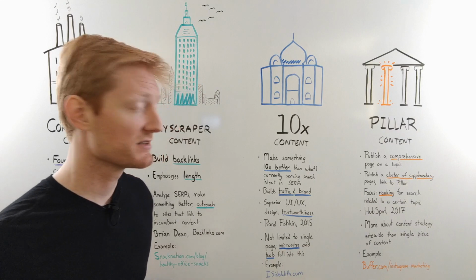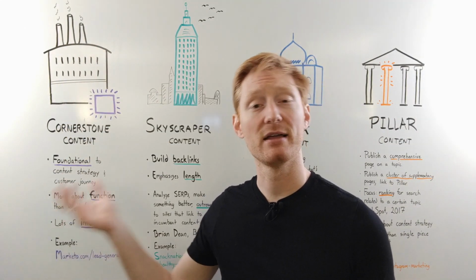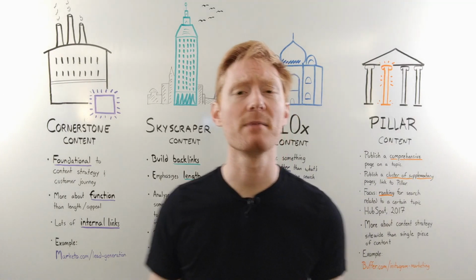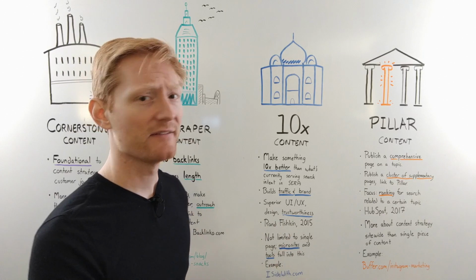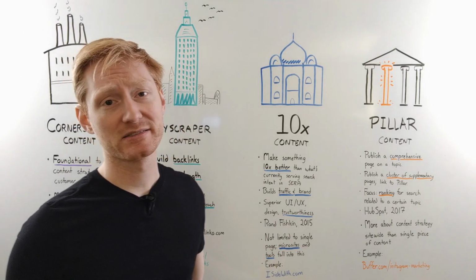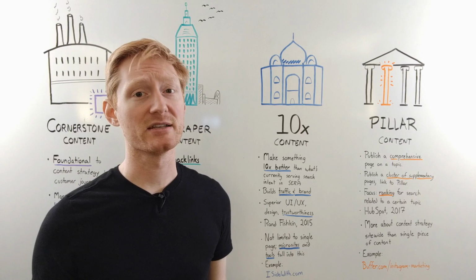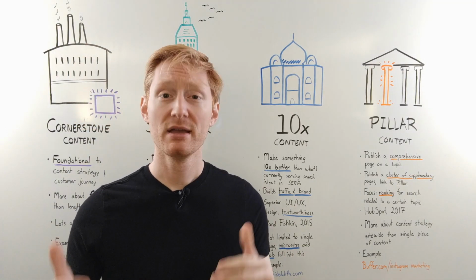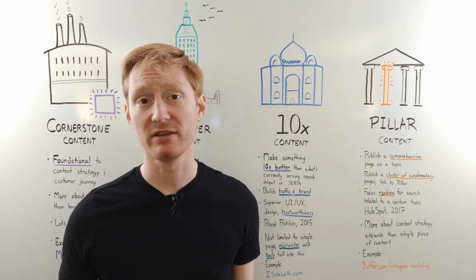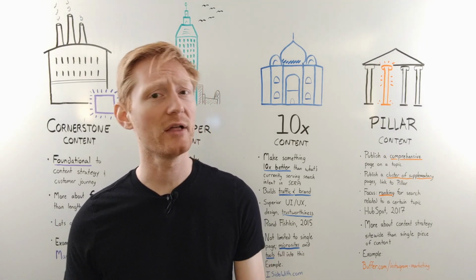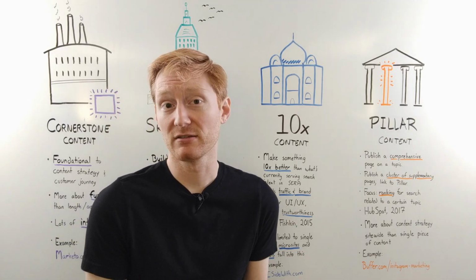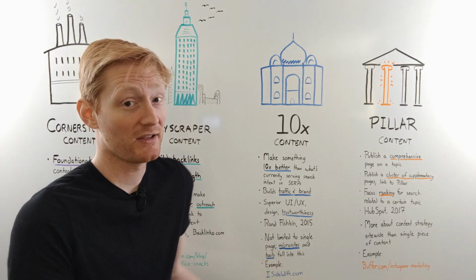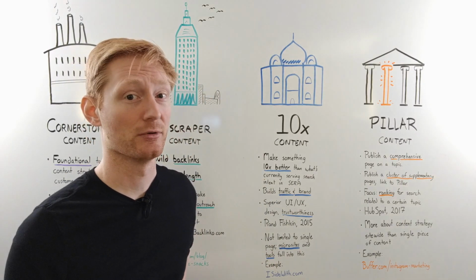An important note here is that while Cornerstone content and Skyscraper content usually refer to just one piece of content at a time, 10x content does not. In fact, there are entire websites that have been labeled 10x content. A great example of this is isidewith.com. They allow you to take a quiz on various political issues, and then they show you how well you align with the political candidates that are running in a current election. And so that's really helpful. It's at least 10 times better than flipping through a voter's pamphlet.